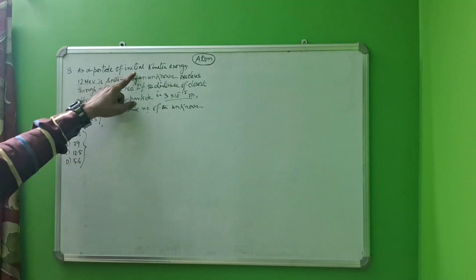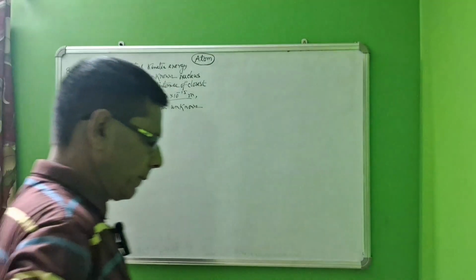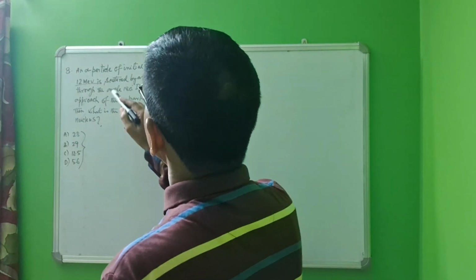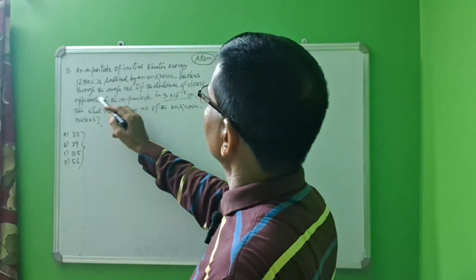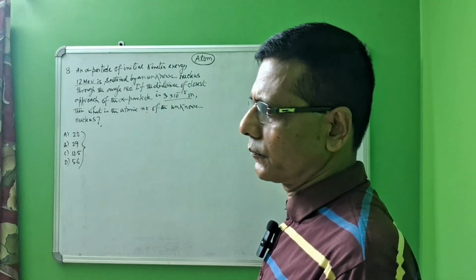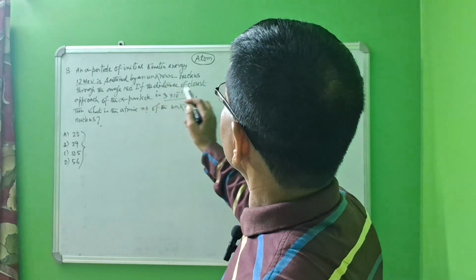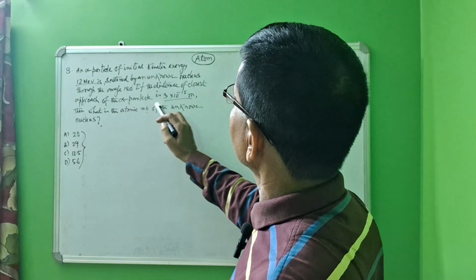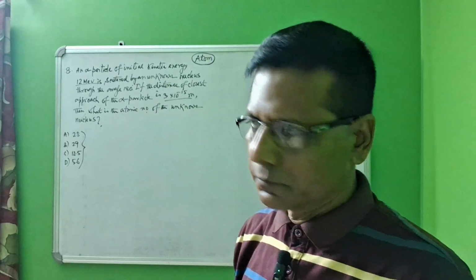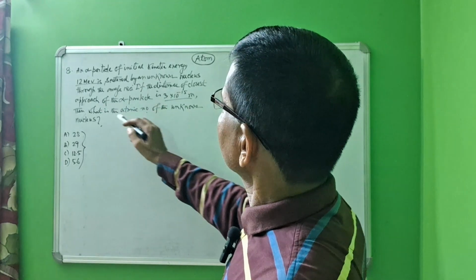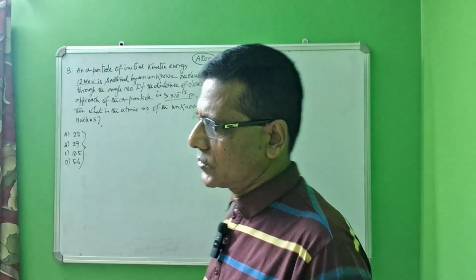An alpha particle of initial kinetic energy 12 MeV is scattered by an unknown nucleus through an angle of 180 degrees. If the distance of closest approach of the alpha particle is 3 into 10 to the power minus 15 meter, then what is the atomic number of the unknown nucleus?